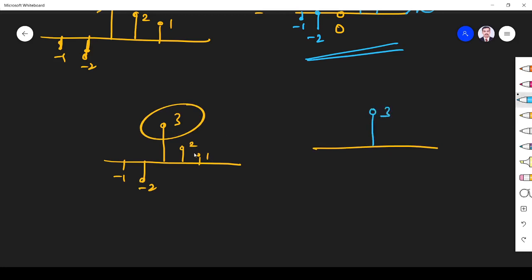This is the mirror image. Here the mirror image is a failure. What is odd component? Here 2, here 1, here minus 2, here minus 1. Odd. We got this. This is even. Right? So I hope you understand even and odd component clearly.